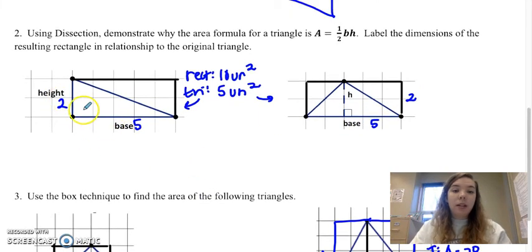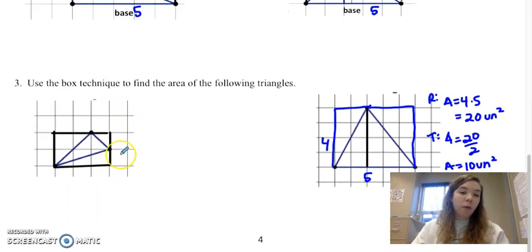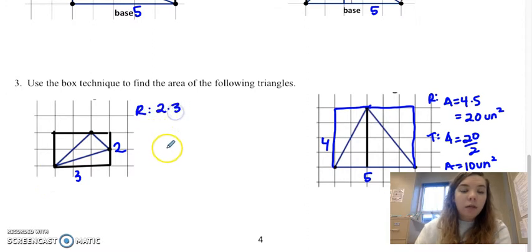Or on this one, it's easy to find your height and your base. But this is the type of problem where it's actually going to be more helpful. So here my height is 2 and my base is 3. So the whole rectangle is 2 times 3 for your area, which is 6 units squared.